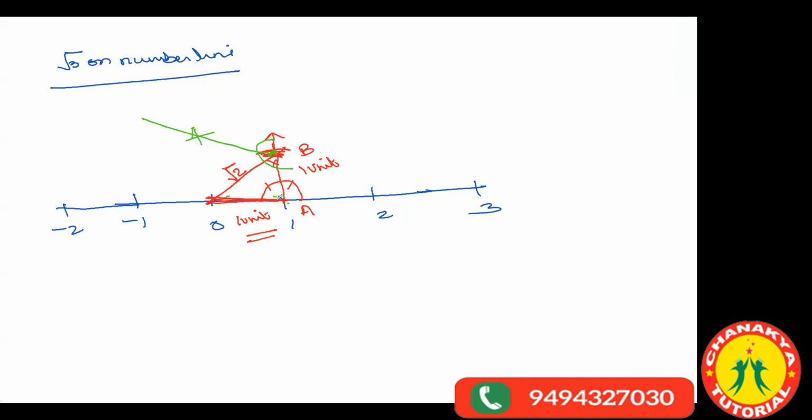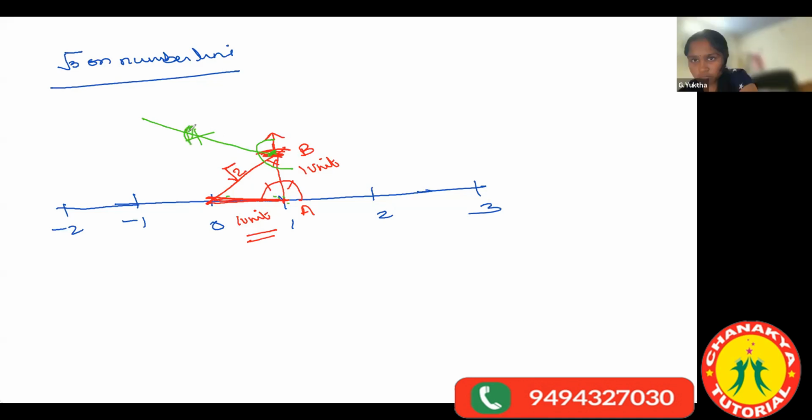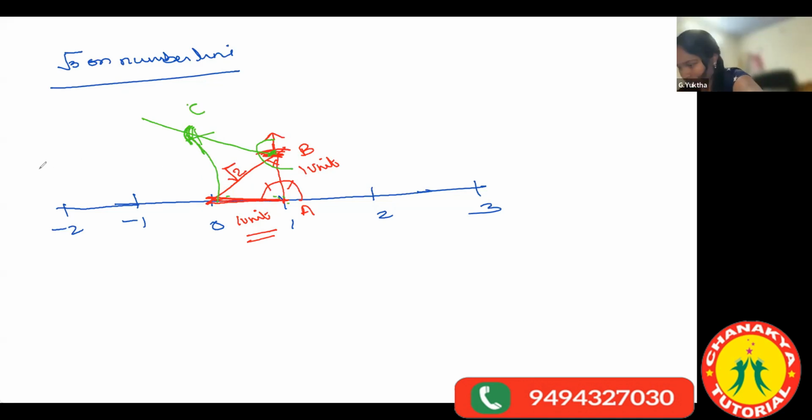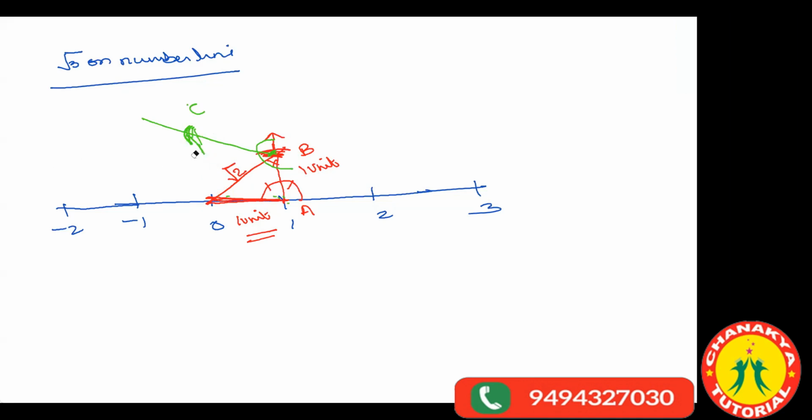Done? Yes, ma'am. Okay. Now join. Mark. Now after intersecting this line at D point, you can mark C point. Just join O to C. All have joined? Yes, ma'am.